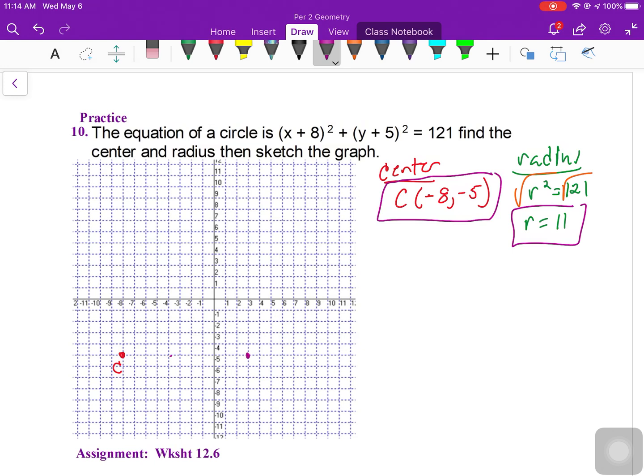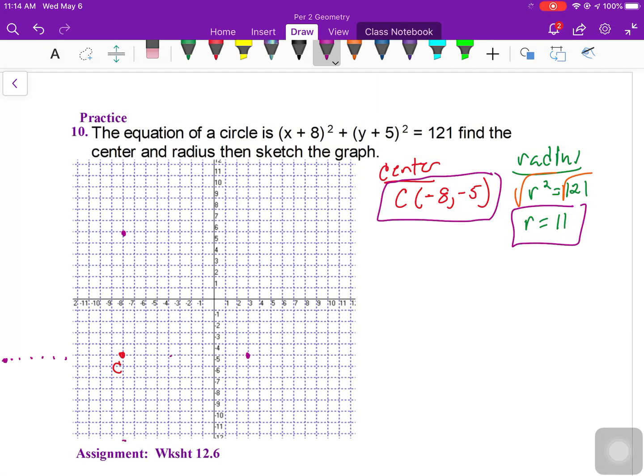We're going to go right 11. 1, 2, 3, 4, 5, 6, 7, 8, 9, 10, 11. We're going to go up 11. 1, 2, 3, 4, 5, 6, 7, 8, 9, 10, 11. We're going to go left 11, and we can see that that will go off the graph, but we know how to deal with that already. So 1, 2, 3, 4, 5, 6, 7, 8, 9, 10, 11.